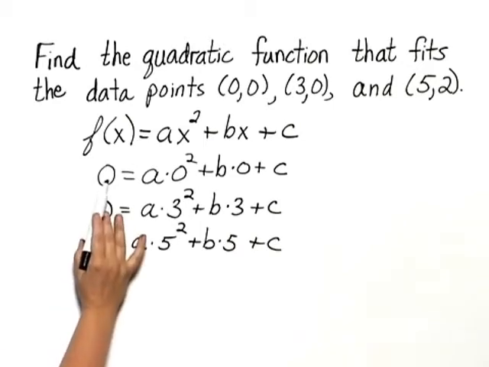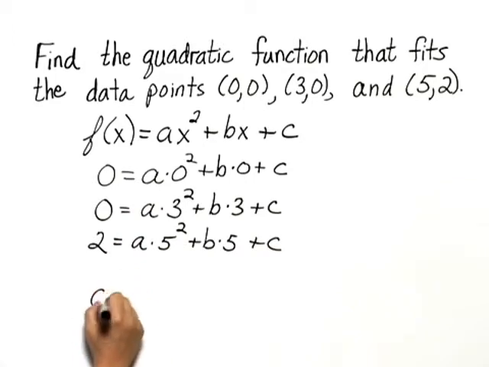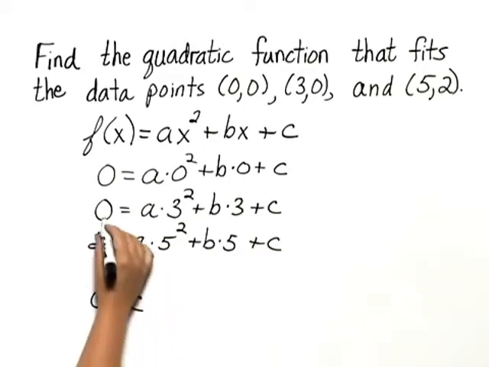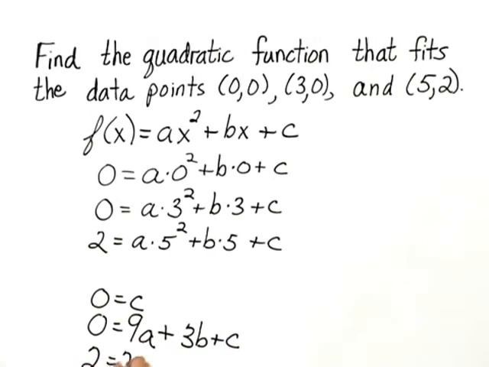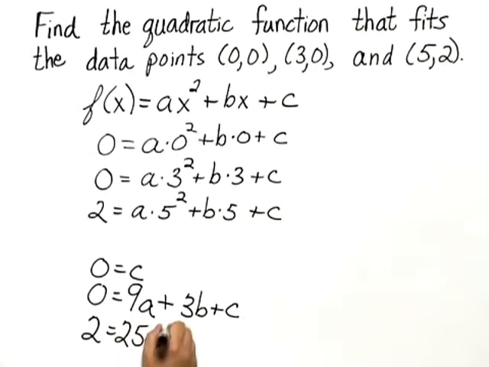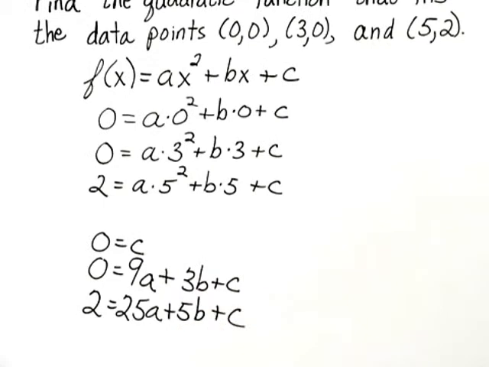Simplifying this, this simply tells us that 0 = c. This tells us that 0 = 9a, that's 3² a, plus 3b plus c. And this tells us that 2 = 25a plus 5b plus c.